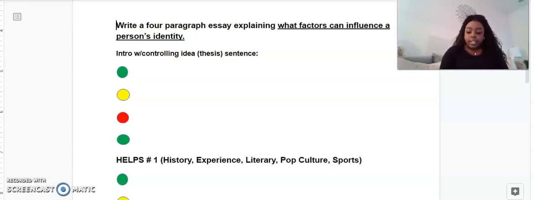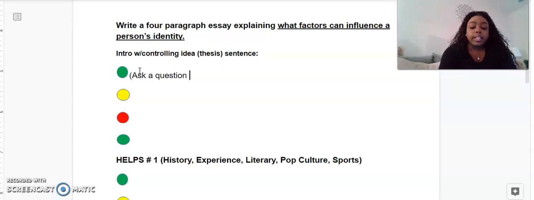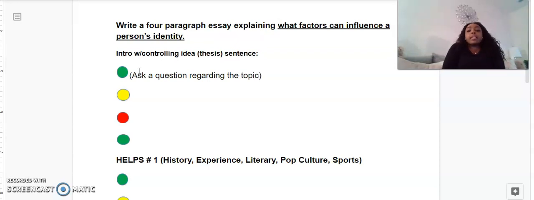So the first part is, you want to start off vague in your essay. So maybe start off and ask a question regarding the topic. For example, the topic is what factors can influence a person's identity. So maybe I can say, what is identity?